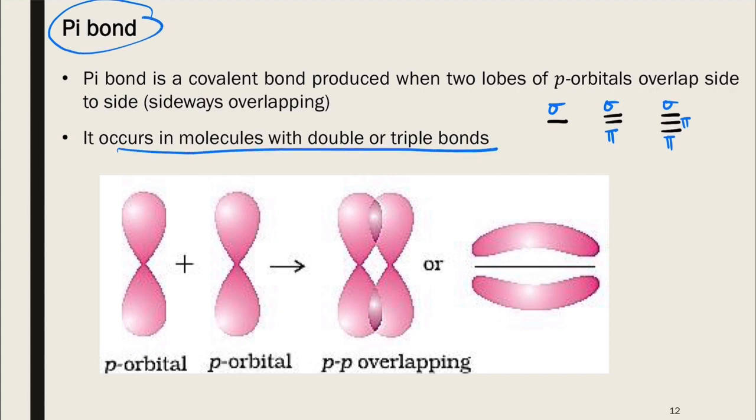So this is how you draw the sideway overlapping between the p and p orbital.